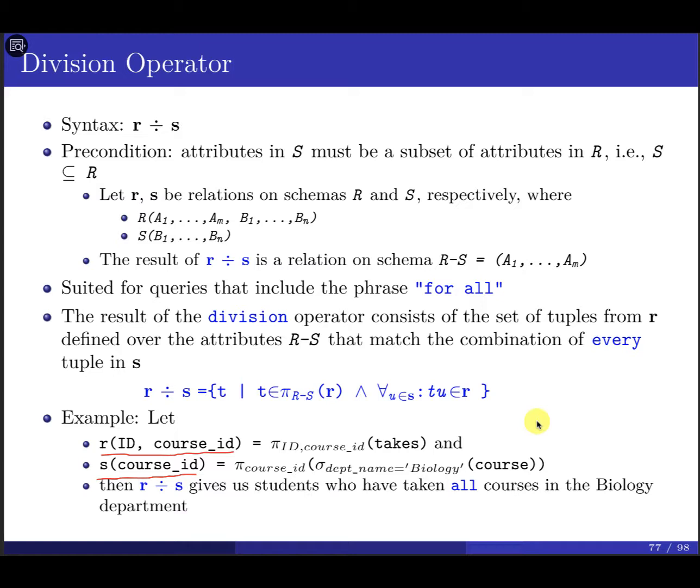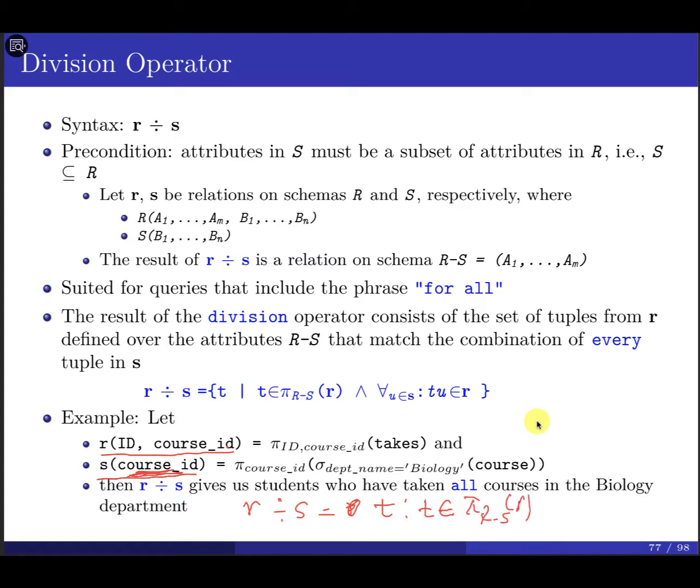In order to answer my query, list all the students who have taken all the courses in the biology department, I can perform this using division. R divided by S. I can do this because the attributes of relation S are a subset or proper subset of the attributes of relation R. When we perform this operation, it is going to produce the tuples T, where T belongs to the projection of R minus S from the relation R.